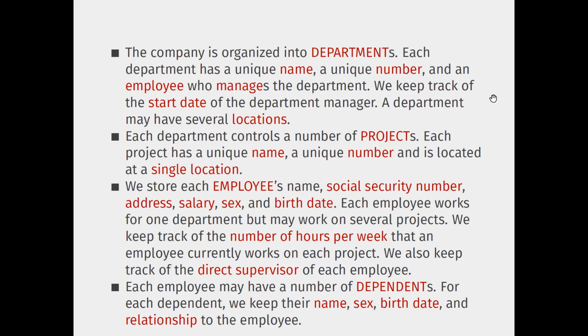Last one: each employee may have a dependent. For each dependent, we take their name, sex, birth date, and relationship to the employee. So the last one talks about the dependent, whether the employee has their details, right, as dependents. It could be parents, it could be your partner, or family. So that's the dependent.